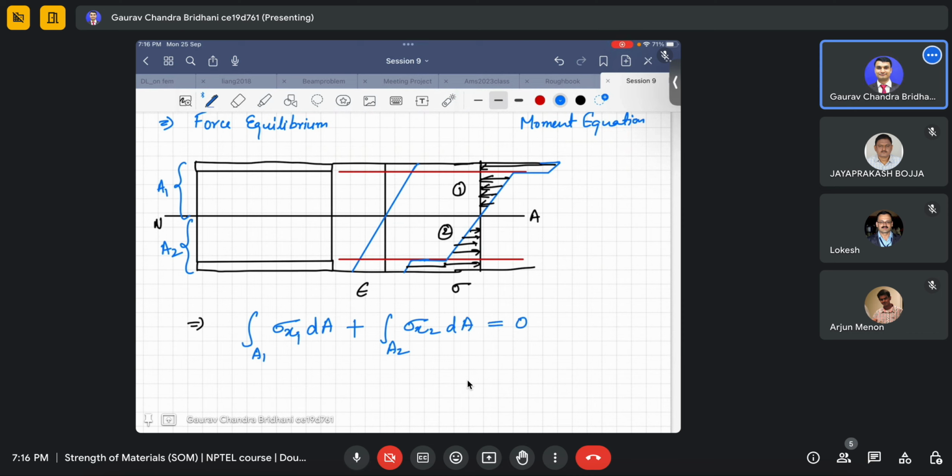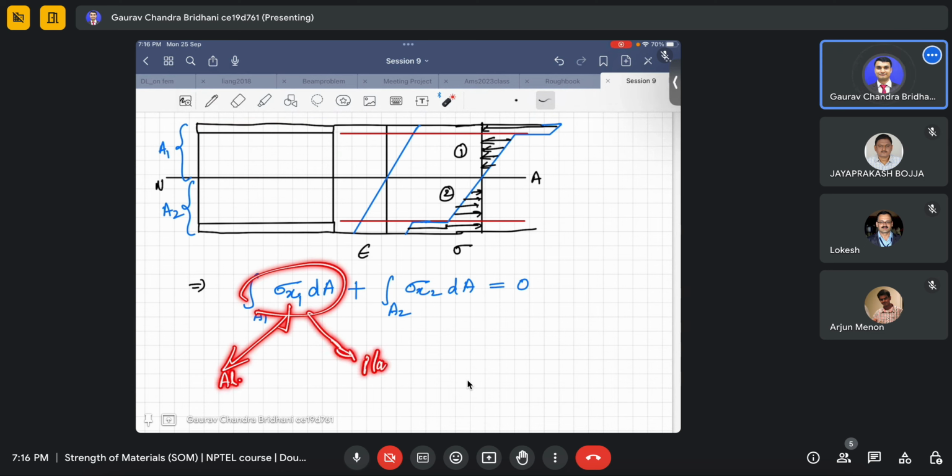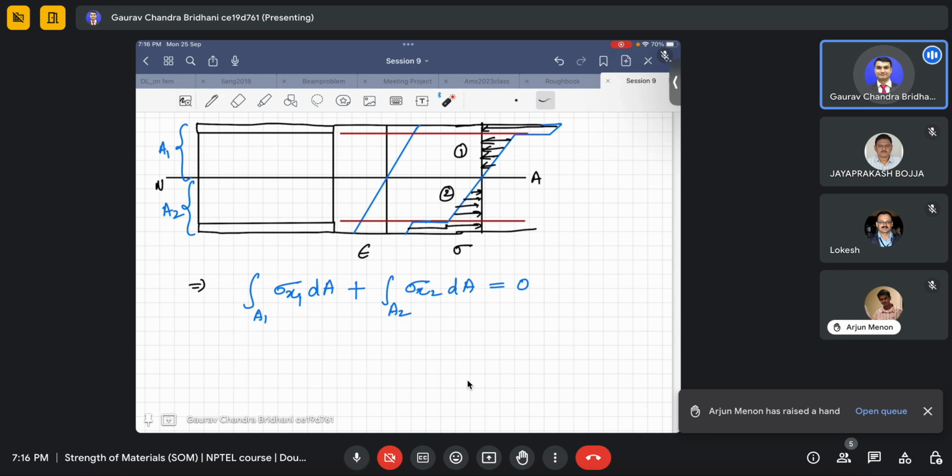Now what I can do is further divide this, because this whole part is not of one material, it is again of two materials. So I can divide this part into two parts, one of aluminum and another of plastic. Similarly, exactly the same will be done in two parts. Yeah, Arjun.